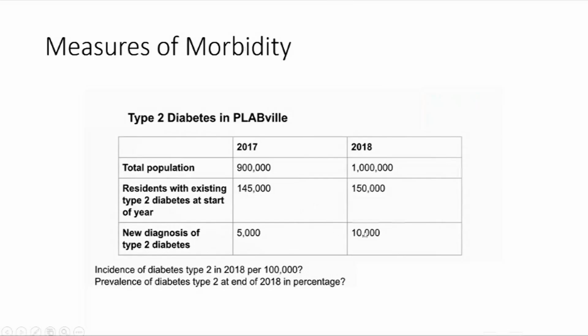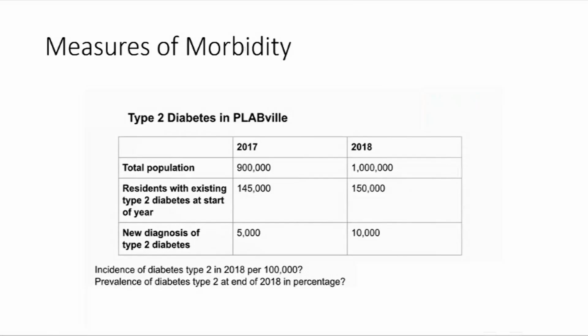So we have 10,000 per 1 million, but the question is asking for incidence per 100,000. So all we do is divide by 10. So we have 1,000 per 100,000.